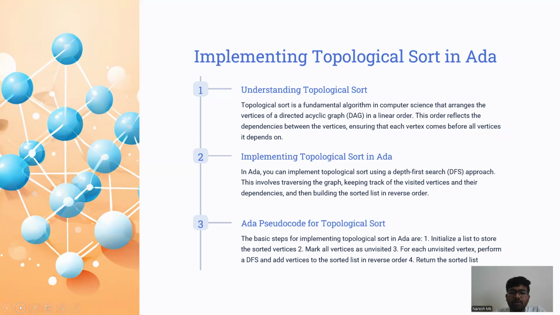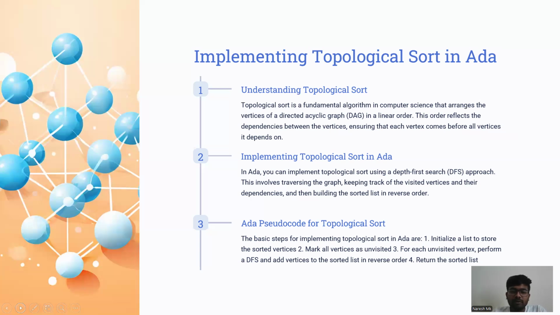And second one, implementing topological sort in ADA. You can implement topological sort using depth first search. The DFS approach involves traversing the graph, keeping track of the visited vertices and their dependencies, and building the sorted list in reverse order. ADA pseudocode for topological sort.